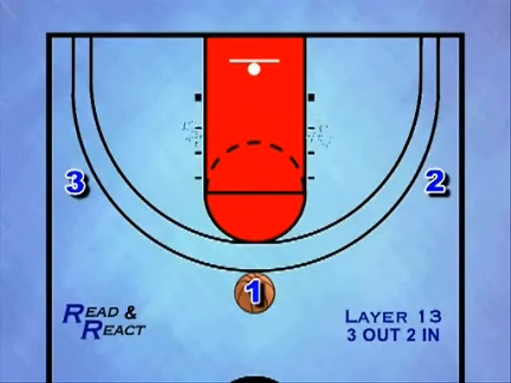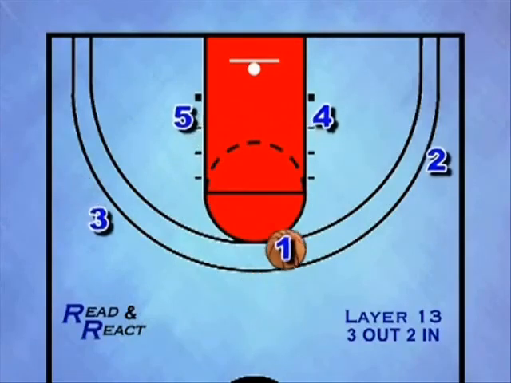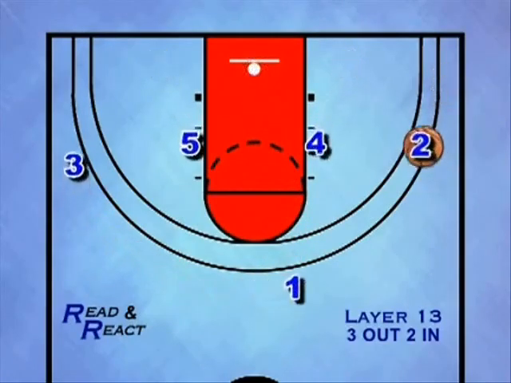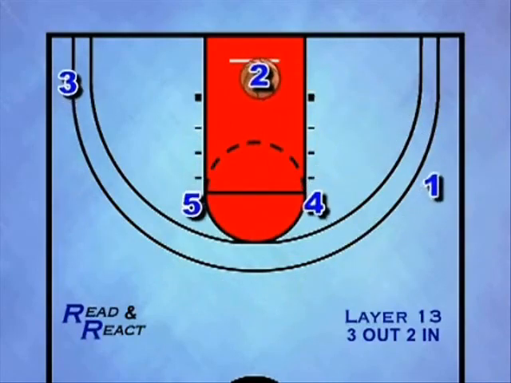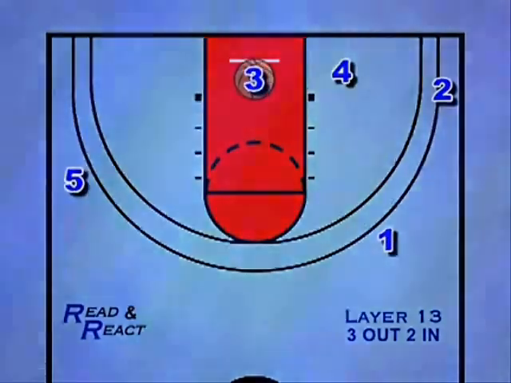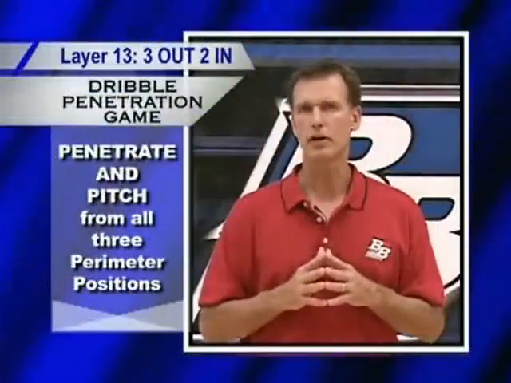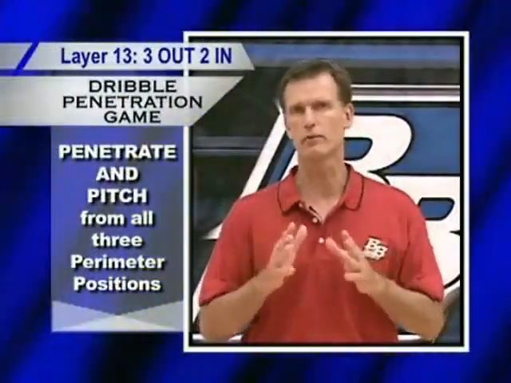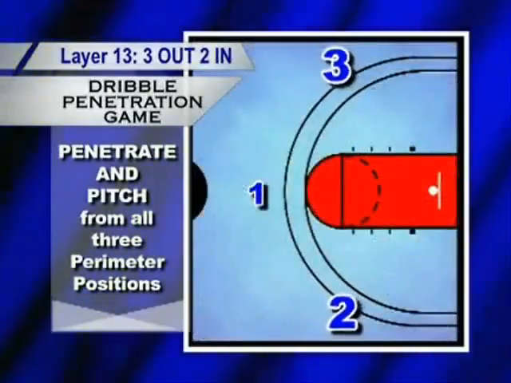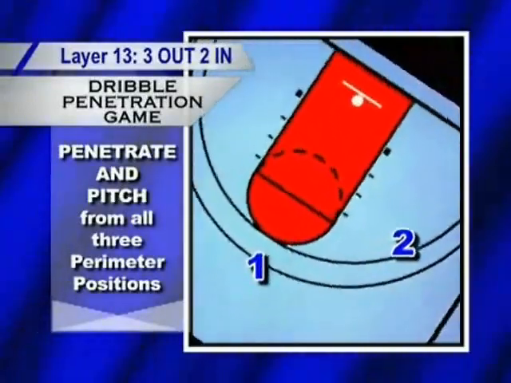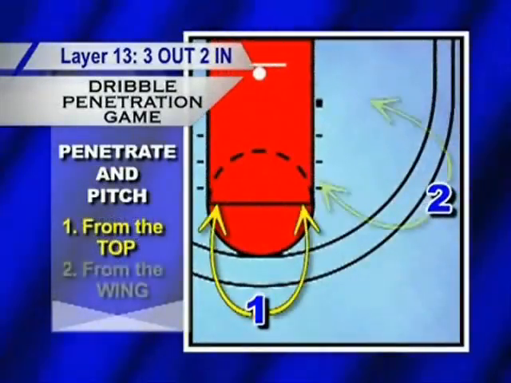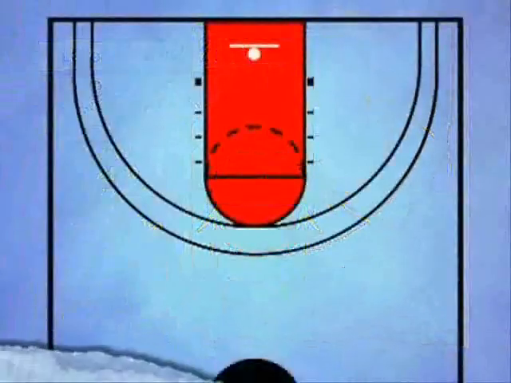In the read and react offense, they're going to slide out of the way as soon as you put the ball on the floor. Their trained reactions slide them out of the way in order to give the perimeter players room to get to the goal. Let's look at penetrate and pitch from all three perimeter positions. Since the wings are mirror images of each other, this boils down to just two positions. One drives from up top, and two drives from the wing.